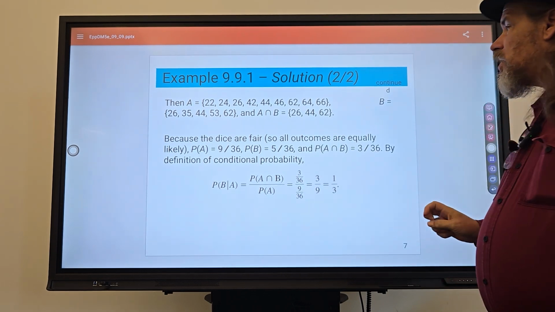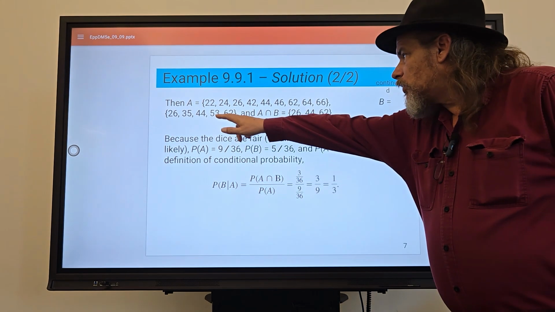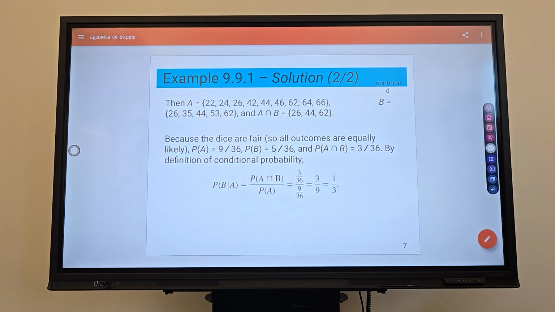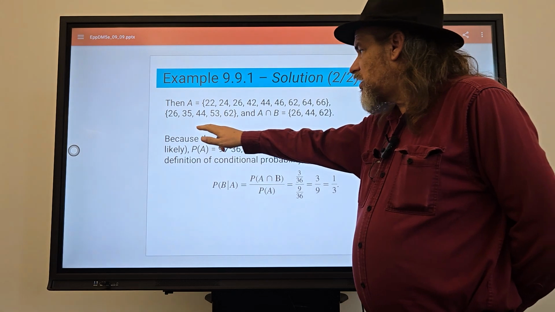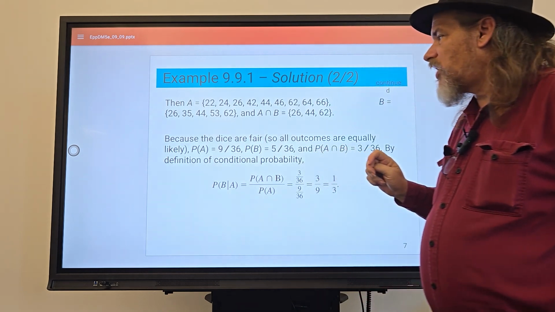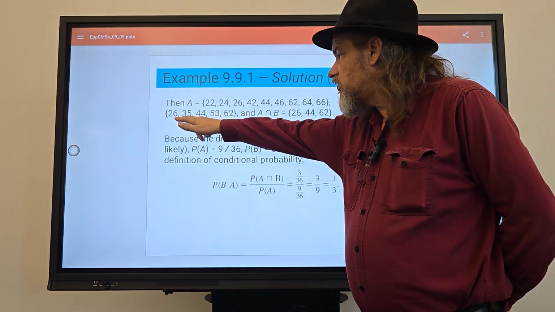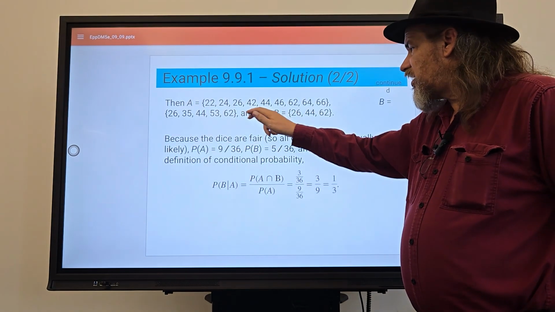Now, the set of all possible outcomes in A, where both numbers on the 2 dice are even, is given here. The combinations where the sum equals 8 are given in this set, and the intersection between the 2 sets is these 3 elements.